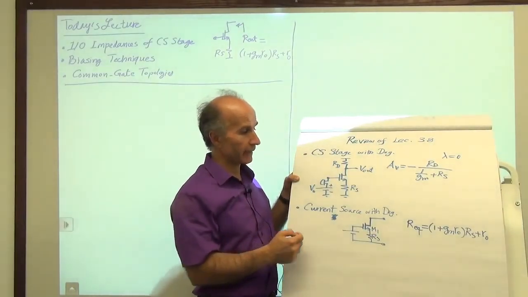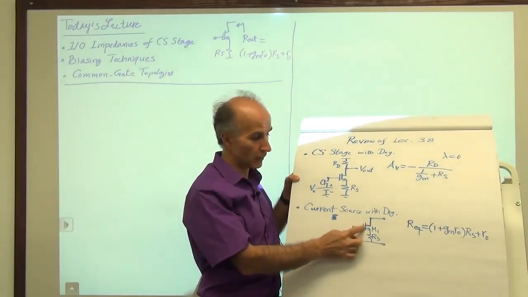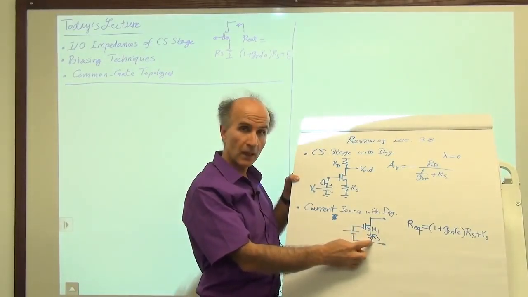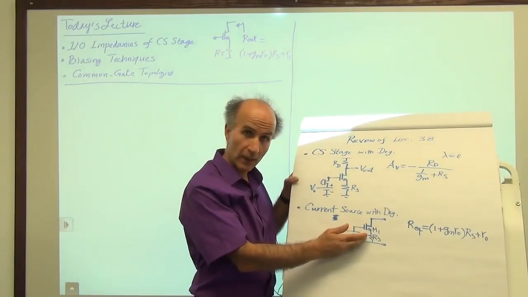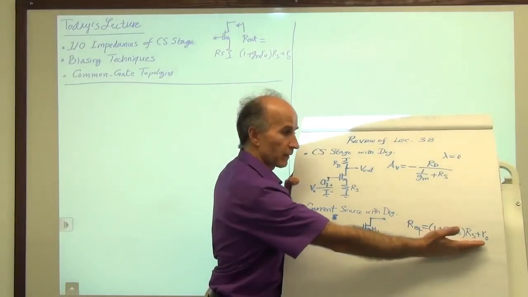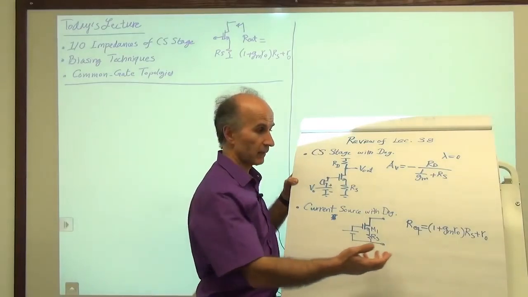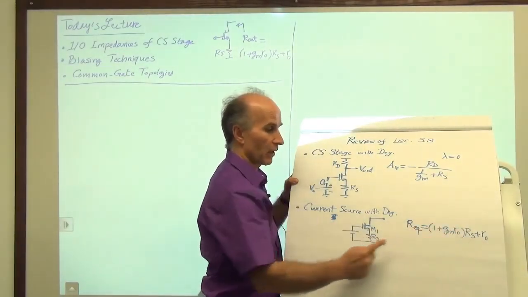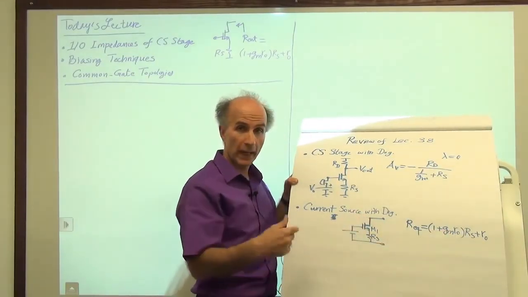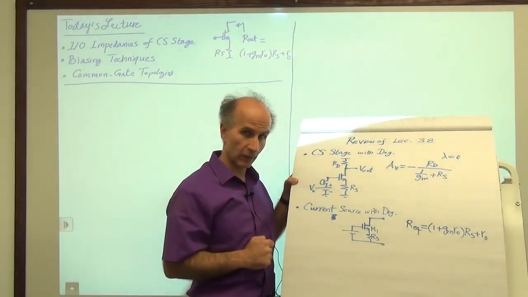Now we also looked at the effect of degeneration on a current source. So if we build a current source and place a resistor from the source terminal to ground, then this current source becomes a better current source, in that its output impedance is higher. And the output impedance that we found was given by this very simple and elegant equation. It says that we take RS and boost it by 1 plus GMRO, or we take RO and boost it by 1 plus GMRS. And that's the effect of degeneration on a current source.